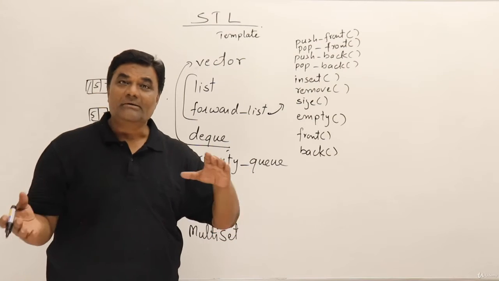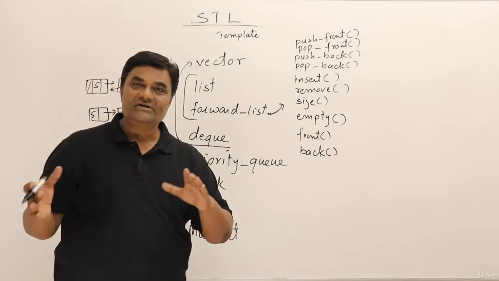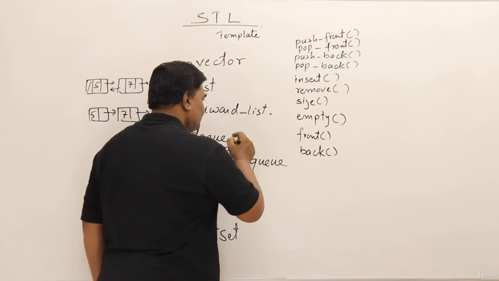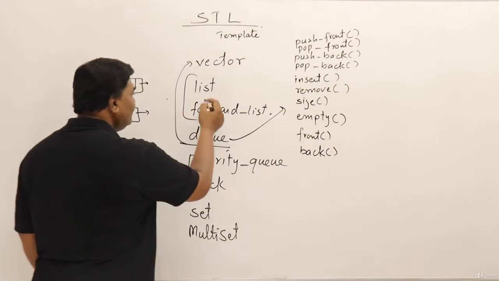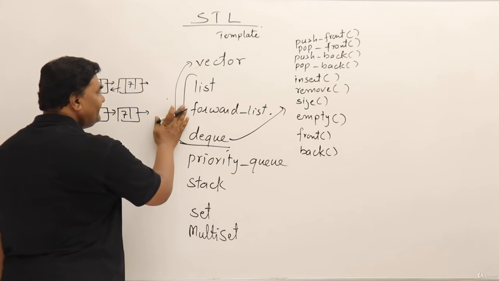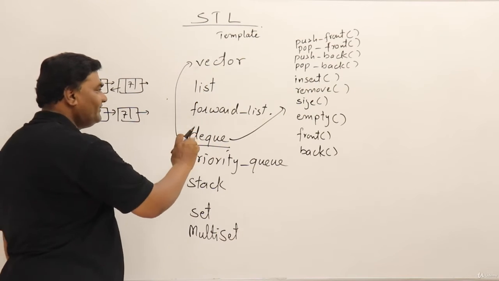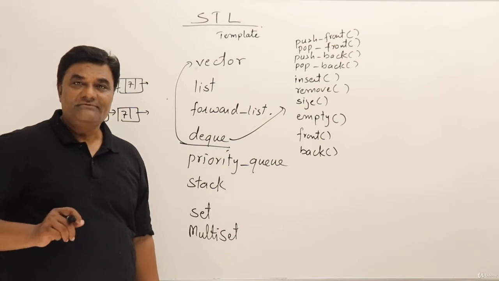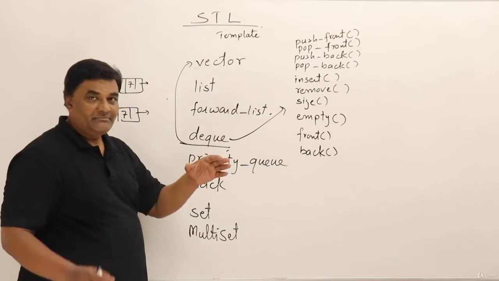But deque means double-ended queue. From both the ends you can insert and delete. So what are the functions it is having? It is also having the same set of functions. So list, forward list and deque, all of them are having the same set of functions. Only in vector you cannot insert from front or delete from front. But in deque you can insert from any end.